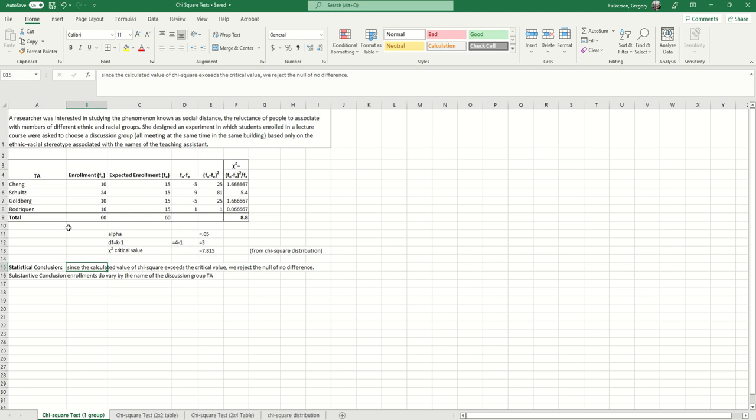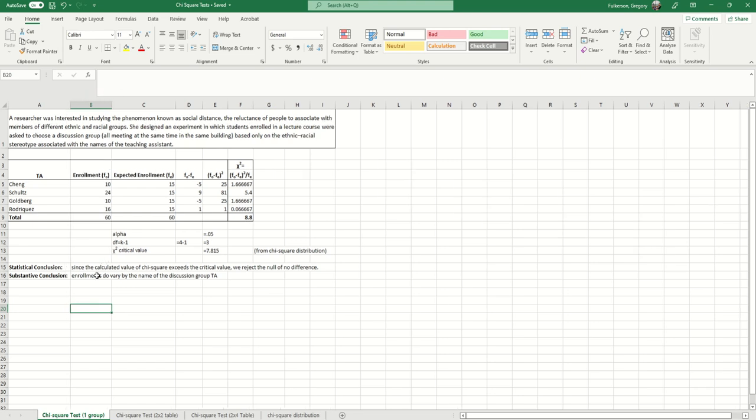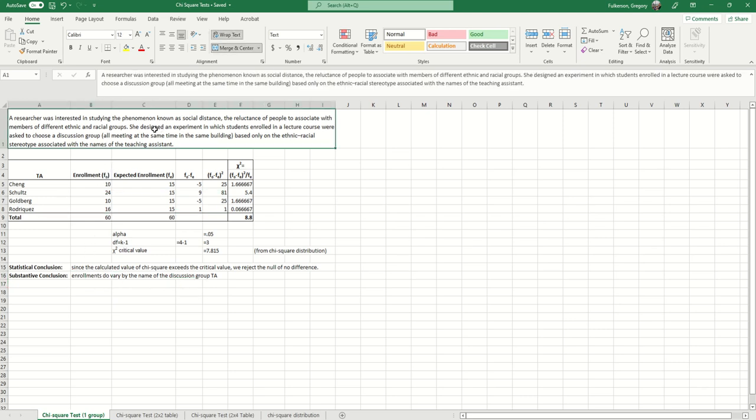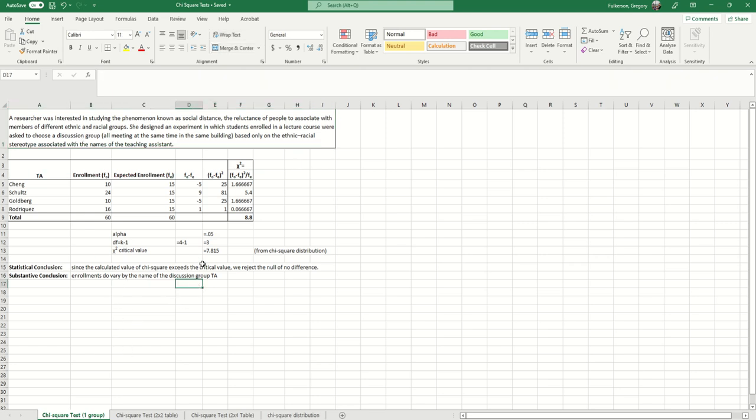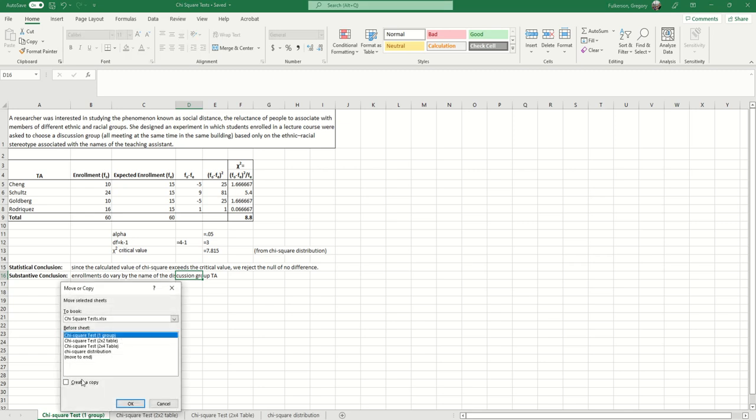So that means, substantively, look at this substantive conclusion, enrollments do vary by the name of the discussion group TA, which means we do have evidence for this theory of social distancing. So that's one of the applications of a goodness of fit test. And you can adapt this by copying it. Right? If you move or copy that, you can create a copy.